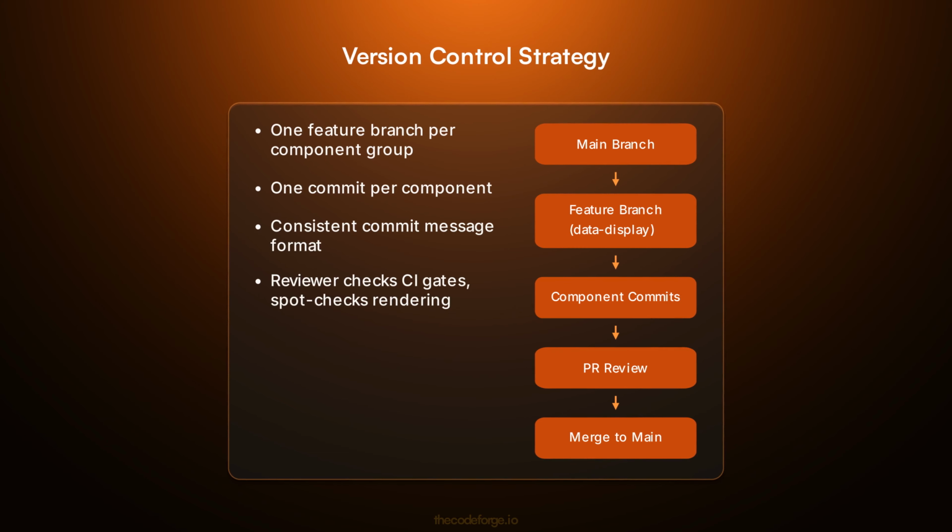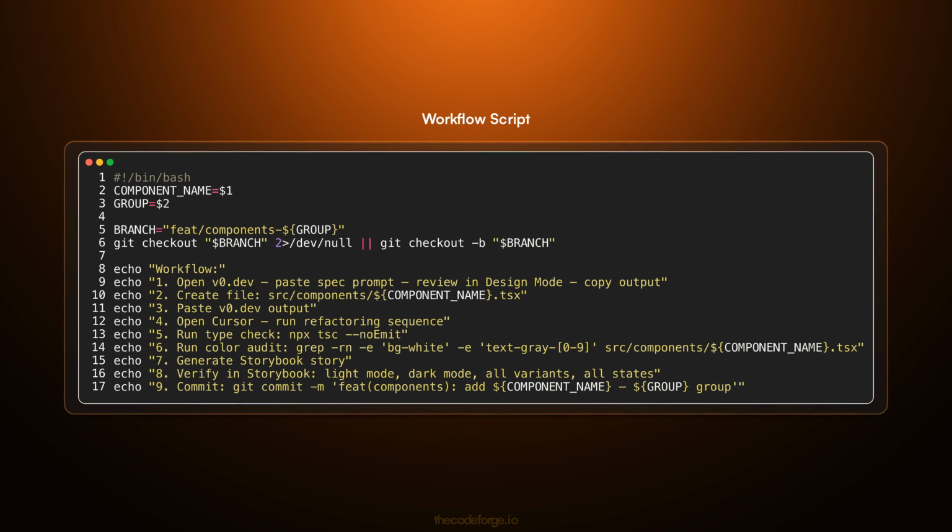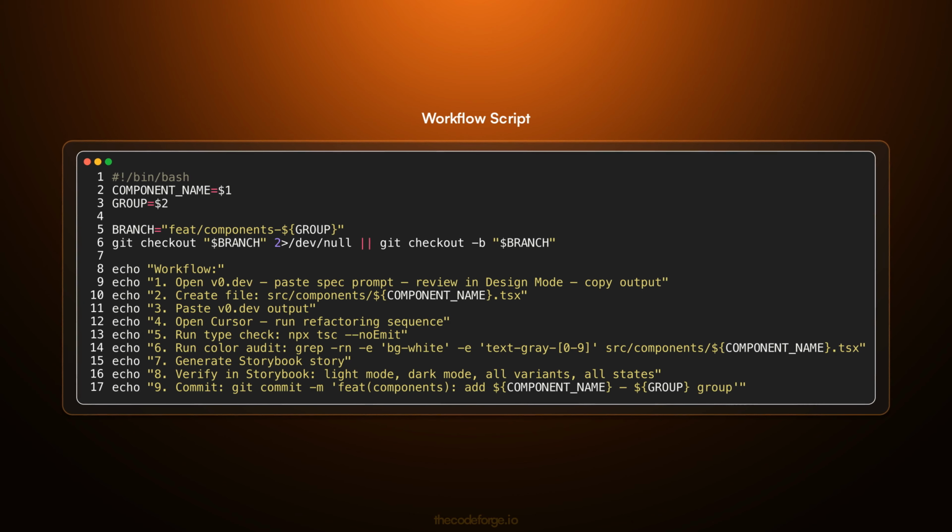For version control, use 1 feature branch per logical component group, with 1 commit per component. This keeps PRs reviewable and allows bisecting if a regression is introduced. This shell script automates the workflow steps. It creates a feature branch, then guides you through generation, refactoring, validation, and commit.